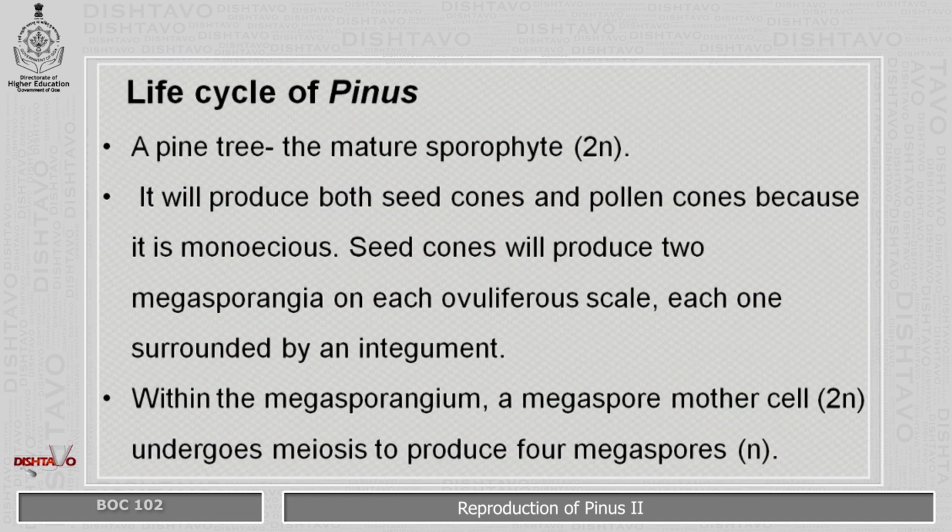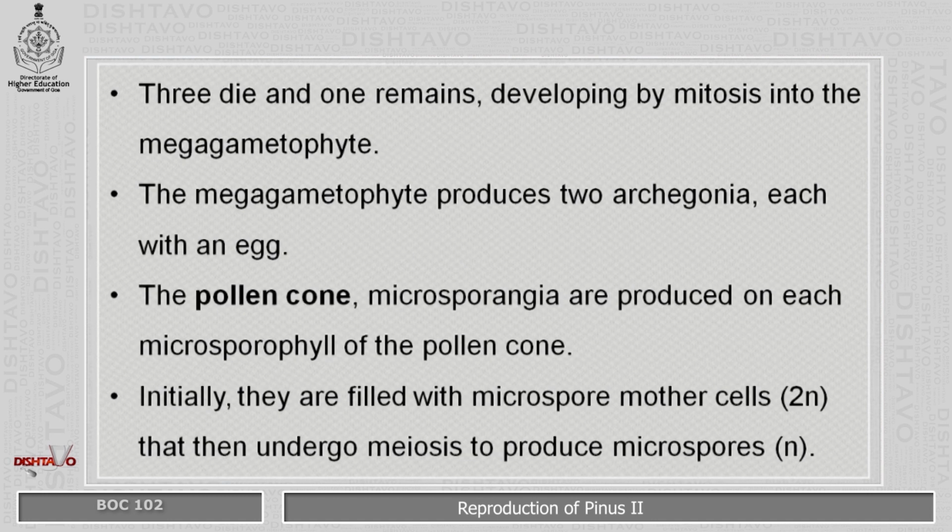So the life cycle of Pinus, which is given in the summary: a Pinus tree, the mature sporophyte, is diploid. It will produce both seed cones and pollen cones because it is monoecious. Seed cones will produce 2 megasporangia on each ovuliferous scale, each one surrounded by an integument. Within the megasporangium, a megaspore mother cell undergoes meiosis to produce 4 megaspores, which are haploid. 3 die and 1 remains, developing by mitosis into the megagametophyte. The megagametophyte produces 2 archegonia, each with an egg.